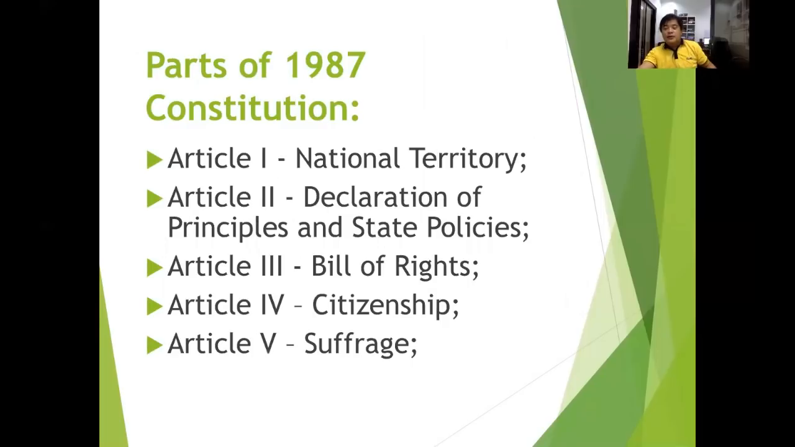The 1987 Constitution is consisted of 18 articles. So 18 articles all in all. So it is better for you to memorize these 18 articles. Perhaps the one that will be asked in your recitation is, what is Article 1? What is Article 15? What is Article 10? Ganyan ang recitation ninyo. No? So it is better for you to memorize them.